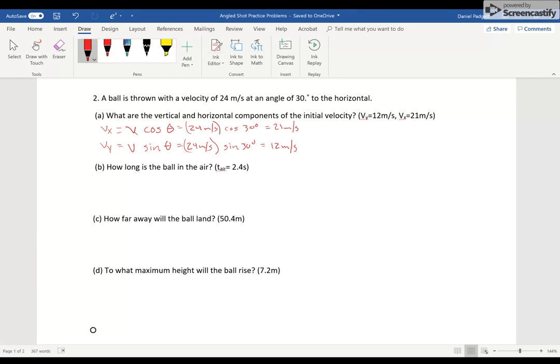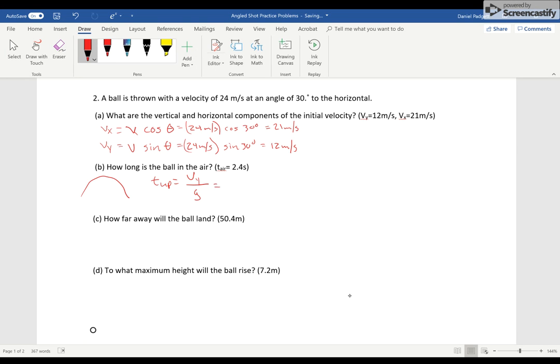Second part is how long is the ball in the air for? So remember, again, the ball is going to go up and come back down. That's all based off Vy. So we can always find the time to go up by taking our initial velocity vertically, Vy, dividing by g. Again, because we're reaching 0 meters per second at the top.